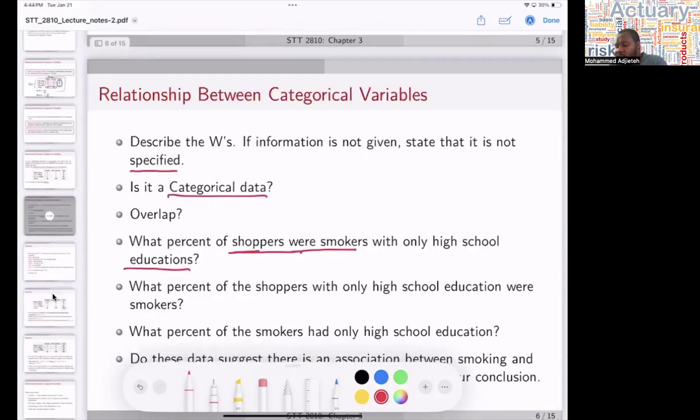That gives you this one. Then the next question, I want you to think about this one and answer that. What percent of shoppers with only high school education were smokers? What percent of the shoppers with only high school education were smokers? I'm giving you a few minutes, so think about that and then let me know.